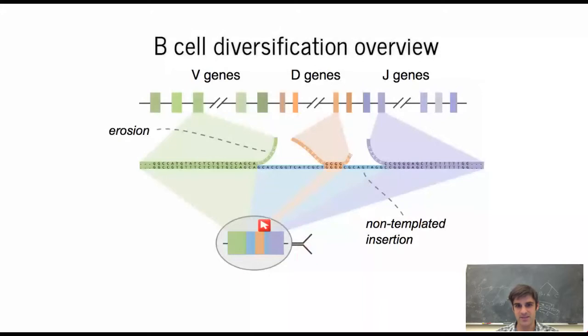So this is just a diagram showing that, okay, this is what we're calling the genotype, and the phenotype is that it expresses this antibody. Questions?